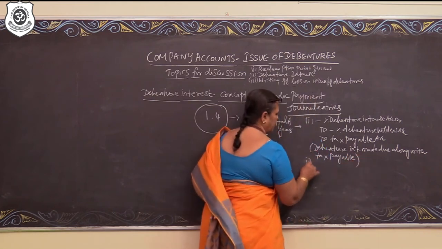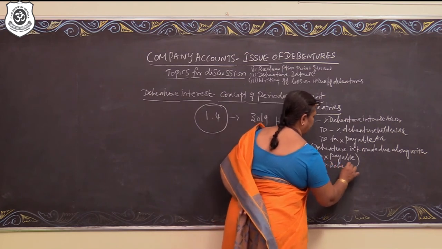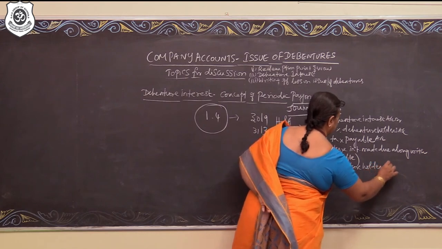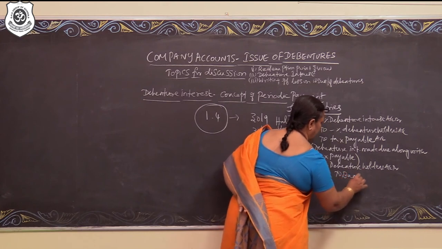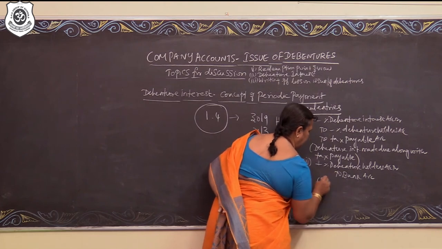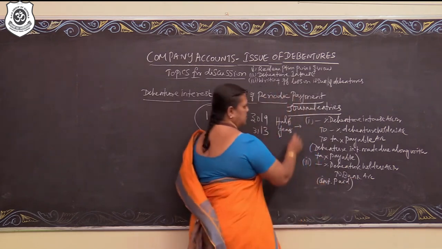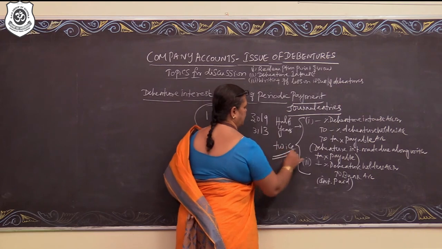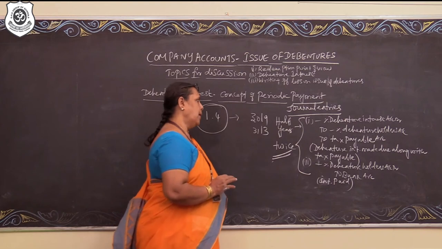Number 2 will be -% debenture holders account debit to bank account, being interest paid. These entries will be passed twice. Whenever interest is paid, these entries will be passed.